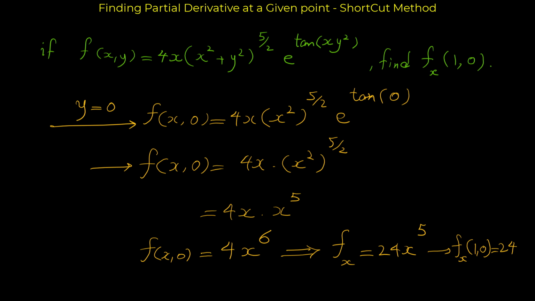So what we learned from this question: when you want to find the partial derivative at a specific point, at a given point, you can use this trick. Plug in the value of the variable that is constant. Here we want to take the derivative with respect to x, so we cannot plug in 1 for x. But for y, first we can plug in this value, then just take the derivative with respect to x, and at the end plug in the value of x also.